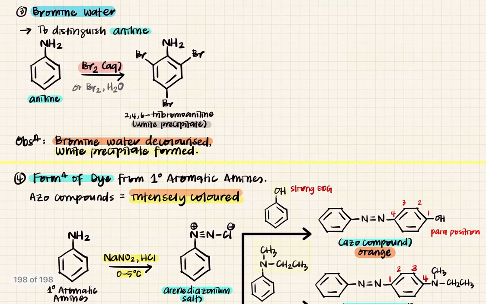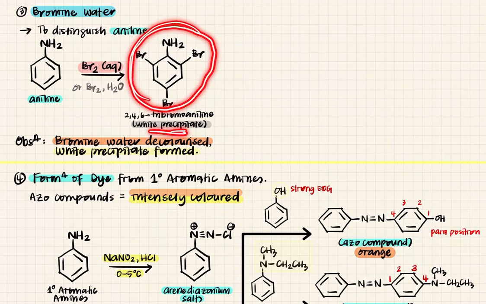Okay, the last two reactions. So you can use bromine water test. This is specially to distinguish aniline from anything else. Kalau awak nak positive test for aniline, you can use bromine water. Here we have aniline treated with aqueous bromine or bromine in water. You will get 2,4,6-tribromoaniline. So this is a white precipitate. The observation is white precipitate.